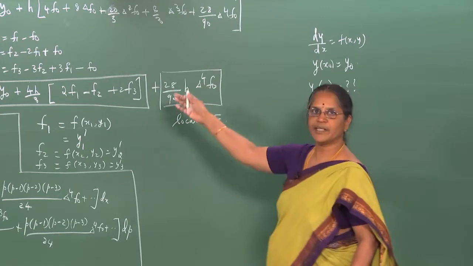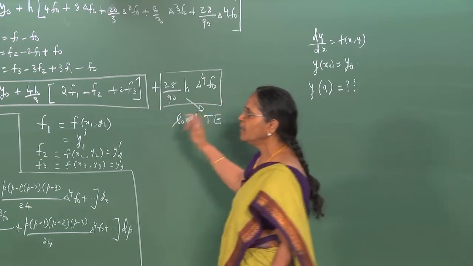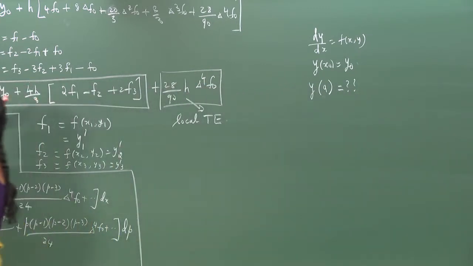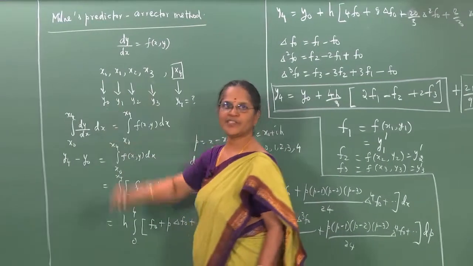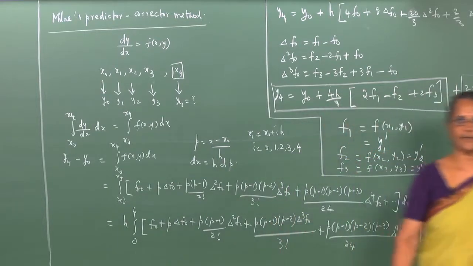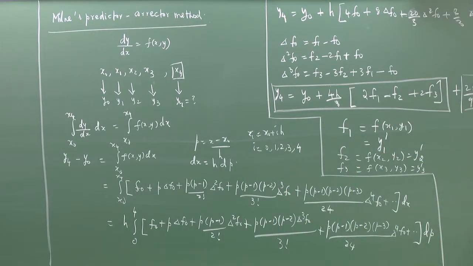We will derive the method, but I am just indicating here that this method is based on the assumption that the solution at the previous 4 points is known to us. Here we are only given information at the point x naught.